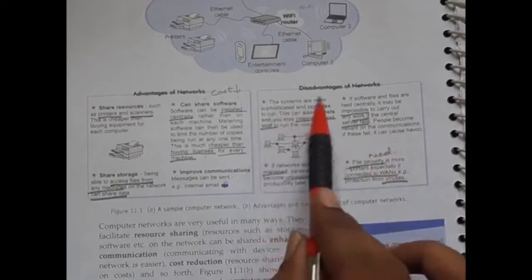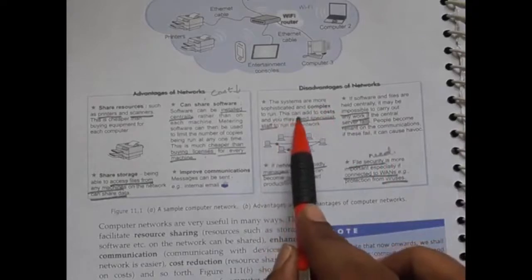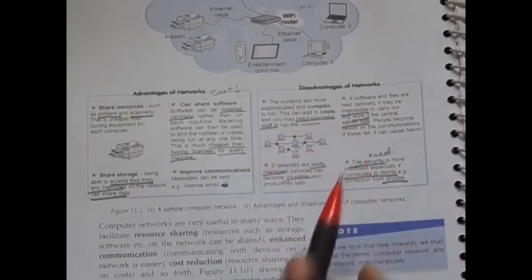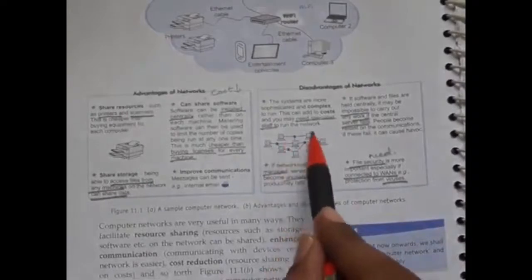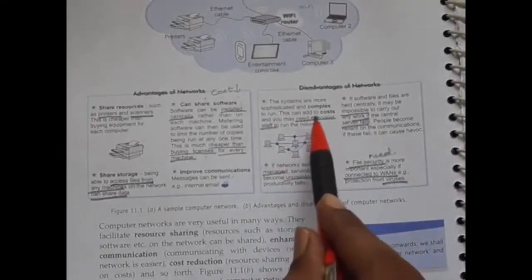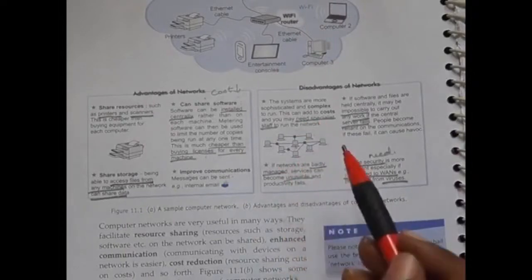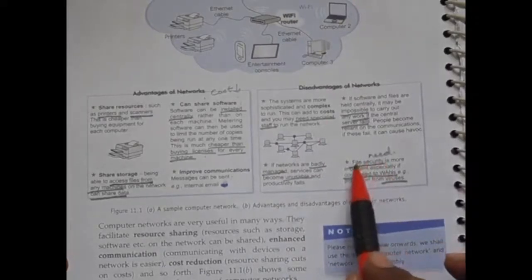The systems are more sophisticated and complex to run. This can add to cost and you may need specialist staff to run the network. If there is a connection problem, where the problem lies, we cannot easily find it out. So we need a network specialist to find out the fault in the network. Got it? Okay. And next, we are in need of file security.